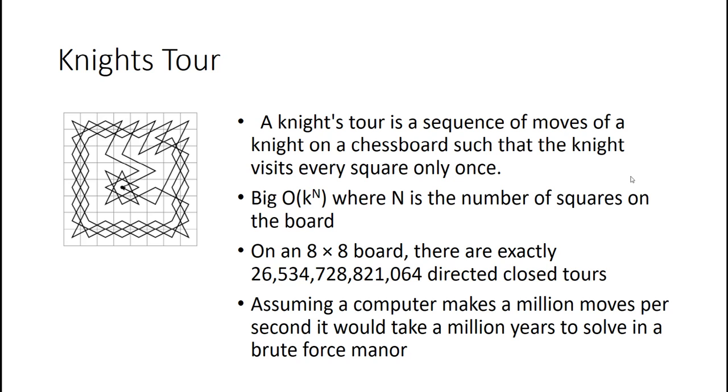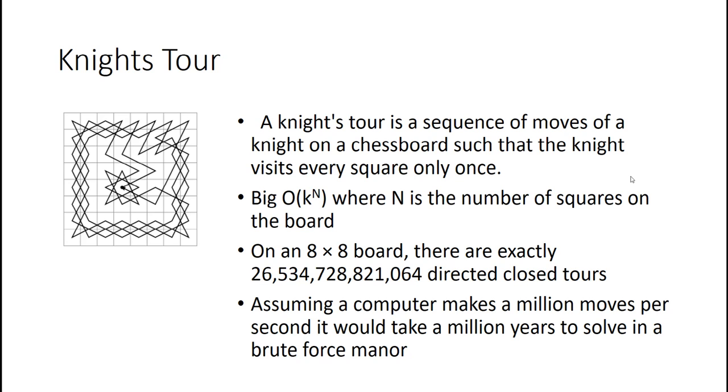Here's an example of a chess problem called the Knight's Tour. If you've ever played chess, knights move in kind of an L-shaped pattern. It's kind of an odd pattern. And a Knight's Tour is a sequence of moves of a knight on a chessboard. You get to pick where you start, such that the knight visits each square once and only once. Okay? And this is a possible solution.